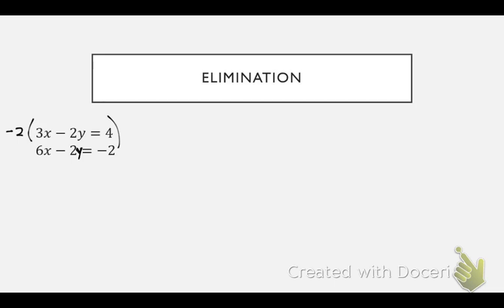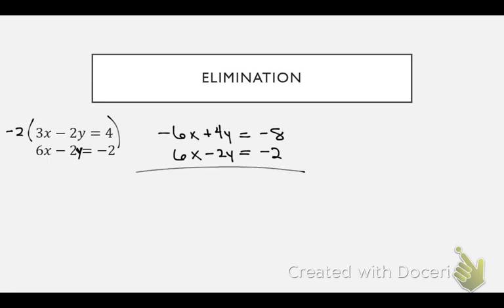All right, so negative 2 times 3x is negative 6x. But one of the main mistakes that I see here is you forget to distribute the negative 2 through the whole equation. So plus 4y equals negative 8. Okay, now I have 6x minus 2y equals negative 2. Now keep solving for y and then plug it back in and solve for x.